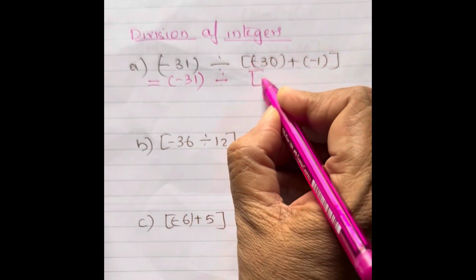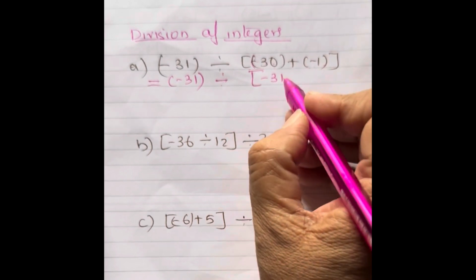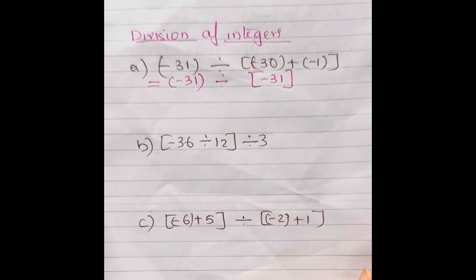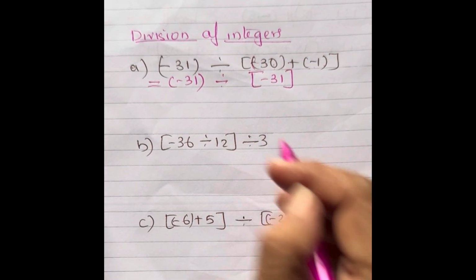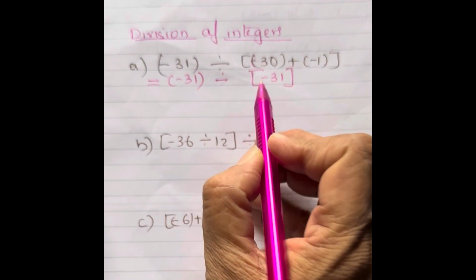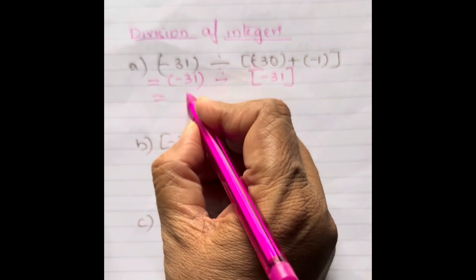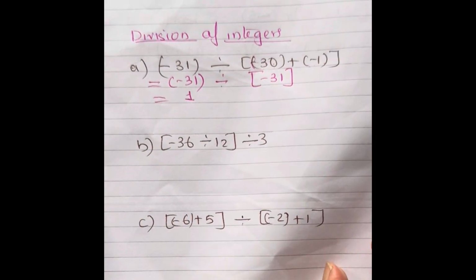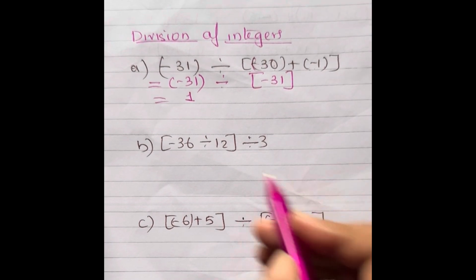And we put the sign of the greater number. So greater number is 30 over here. So we get minus 31. Okay. Now both are same numbers. So if you divide same numbers, the answer will be 1. Okay. Now let us see another example.